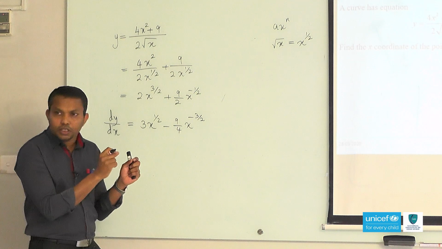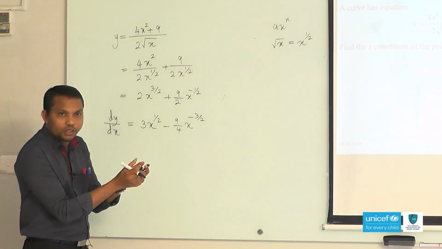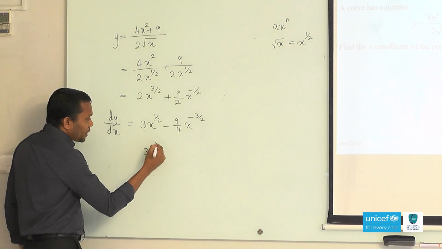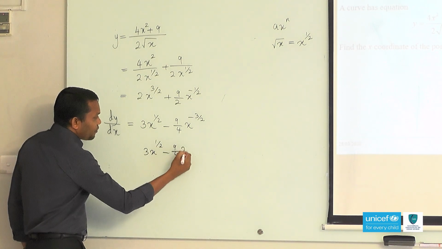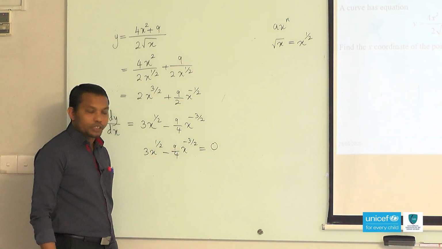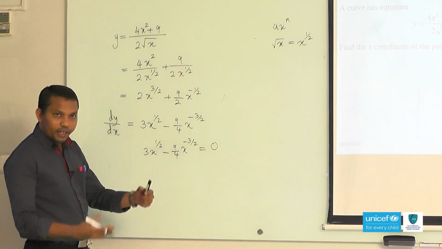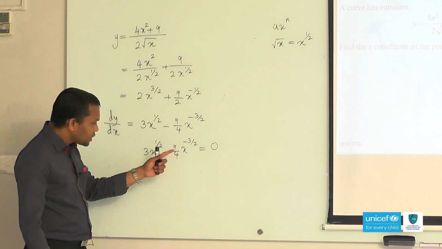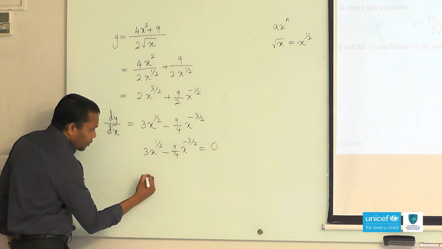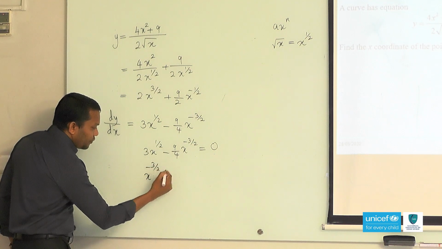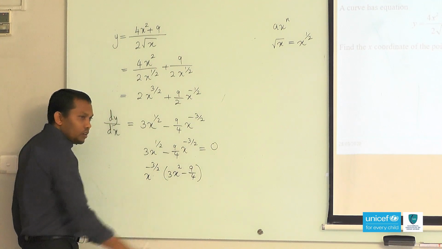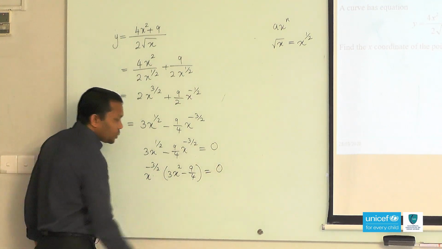Now the question is, when we substitute an x value, our answer is 0. So what is that x value? To do that, we equate this derivative, 3x to the power half minus 9 by 4 x to the power minus 3 by 2, equal to 0. And then we solve this equation. Now you see x appears in both, so we can use factorization. In factorization, it is always recommended to take the least power out. So we get x to the power minus 3 by 2. If you do that, we get 3x to the power 2 minus 9 over 4. Factorization gives you that equal to 0.